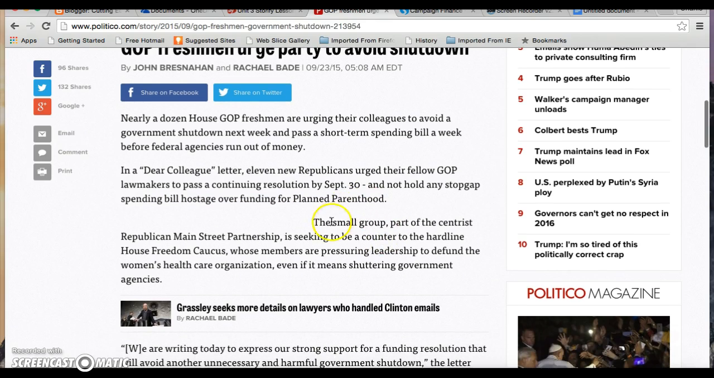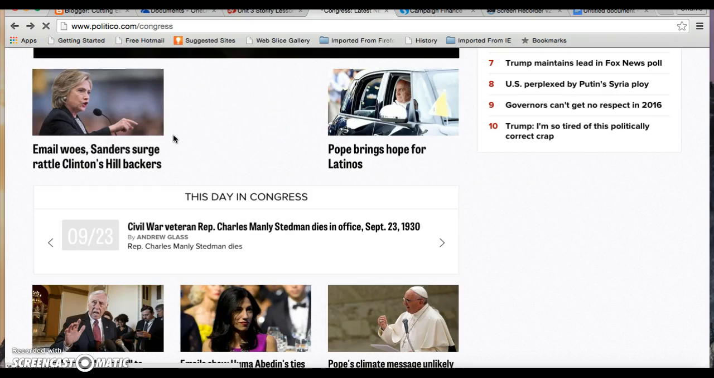So as you can see, the small group, part of the centrist Republican Main Street Partnership, the moderates, is seeking to be a counter to the hardline Freedom Caucus, who are the Tea Party. So in this, you can see moderates versus Tea Party. This article is riddled with division, okay? This is a great article, and it's the first one on the page. It goes straight to it.